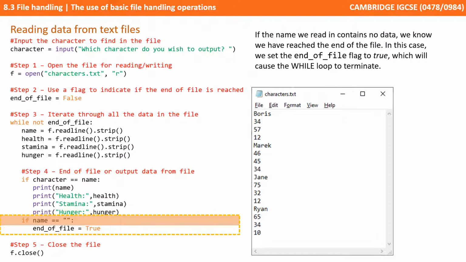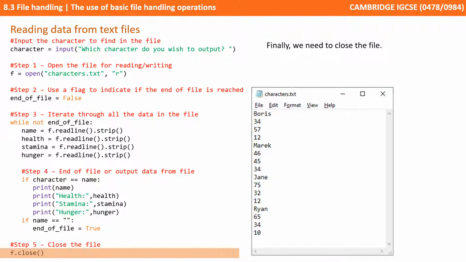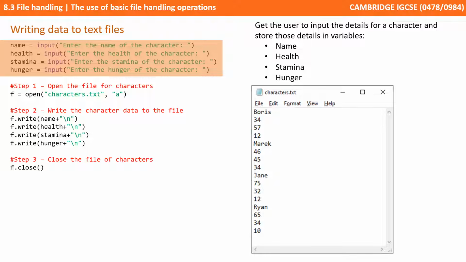If the name we read in contains no data, we know we've reached the end of the file. In this case, we set our end of file flag to true, which will cause our while loop to terminate. Finally, we need to close the file. So that's simple reading data from a file.